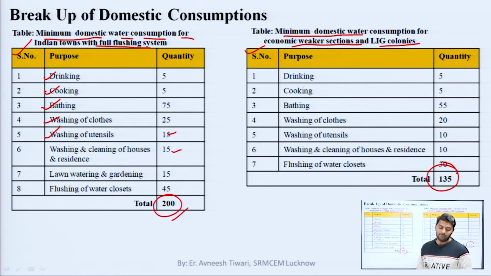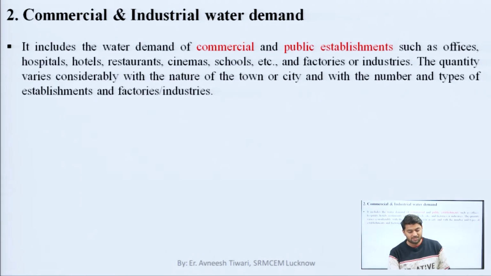This is for high income groups, while in the case of economically weaker section persons and LIG colonies the total consumption is 135 LPCD. For drinking it is 5 LPCD, for cooking again 5, bathing 55, washing of clothes 20, washing of utensils 10, cleaning of houses 10, and in WCs we are going to use 30 LPCD. So that comes to 135 liter per capita per day. So this is the distribution or breakup of domestic consumption.